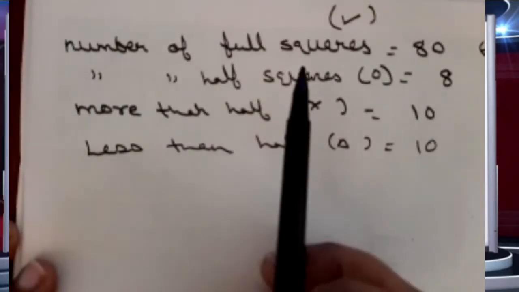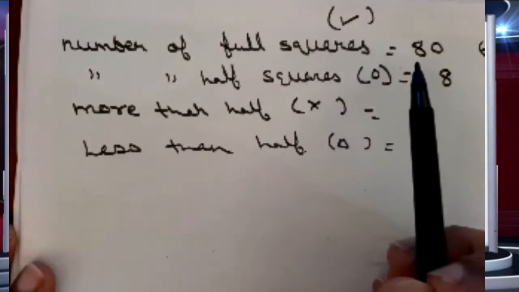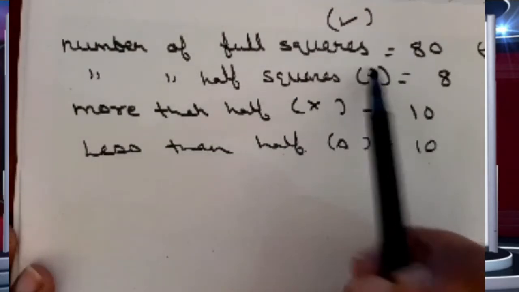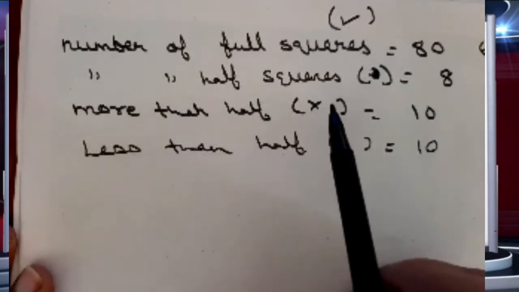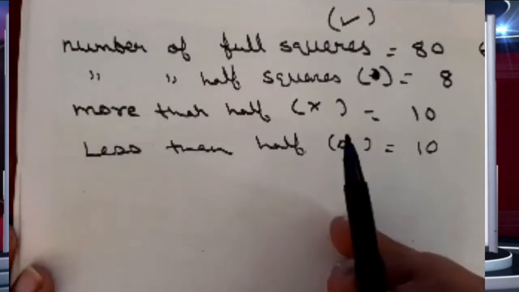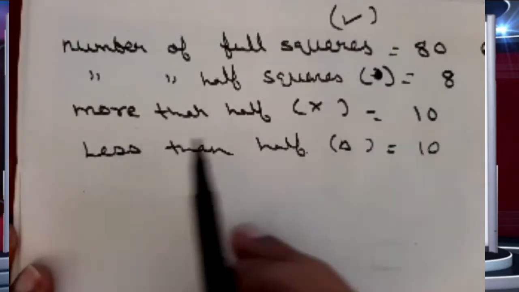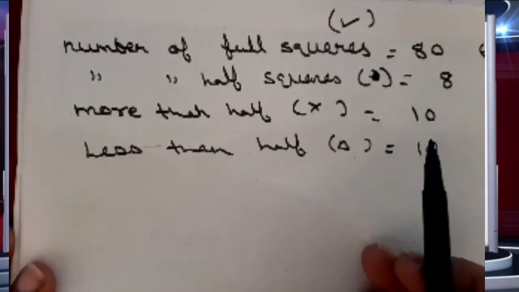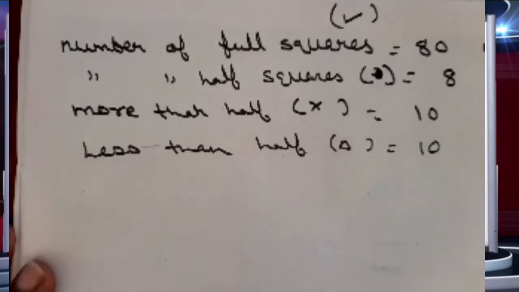I will count the number of ticks, crosses, circles, and triangles. Students, the number of full squares, that is the number of ticks, was 80. The number of half squares, that is the number of circles, was 8. The number of more than half, that is the crosses, was 10. The number of less than half, that were triangles, is also 10, but we are going to ignore these, so no need to count them.